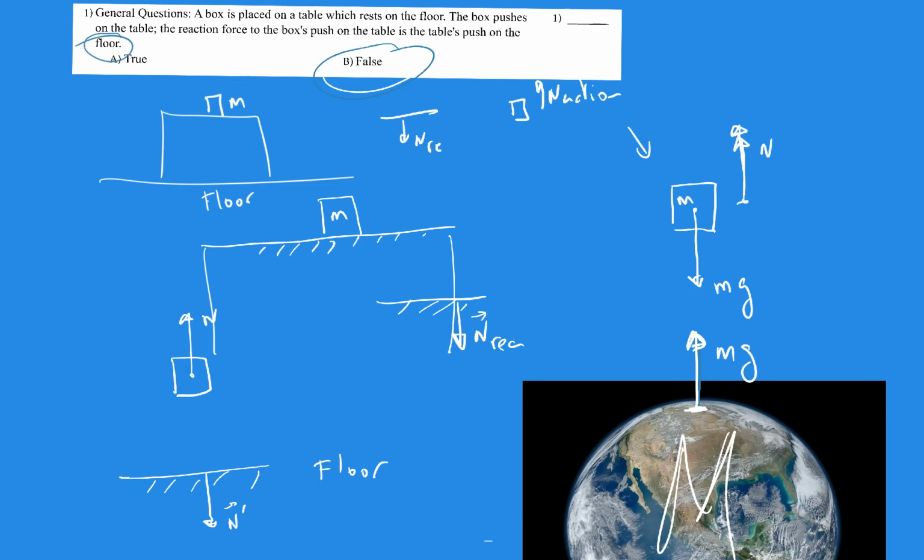The box pushes on the table, and the reaction force is the force that the table is doing on the box. And it doesn't say this. So this is false. Next question.